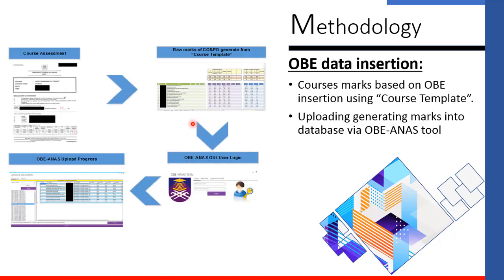The first step here is the OBE data section. All the measuring of POs in the program uses a special template known as the course template. The course coordinator will use this template to put in all the assessment marks obtained by the students. The marks obtained by the student are based on the OBE, which consists of the CO marks and also the PO marks. After that, the generated overall marks are uploaded into the database using the graphical user interface, known as the OBE graphical user interface.